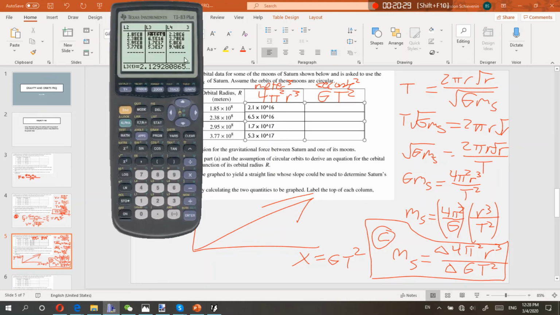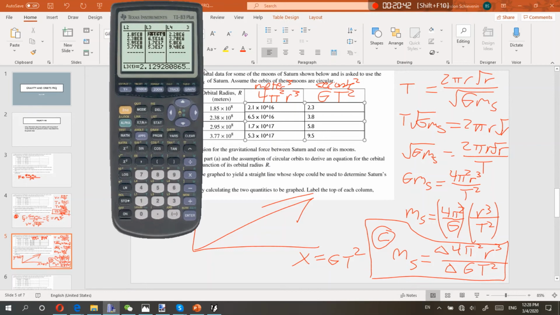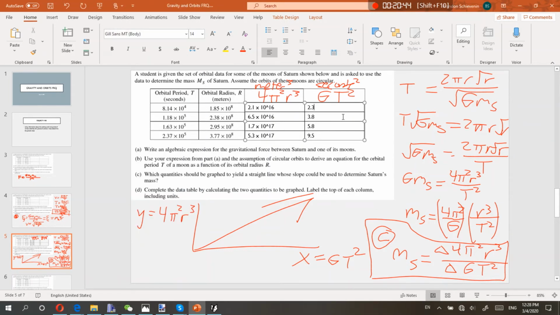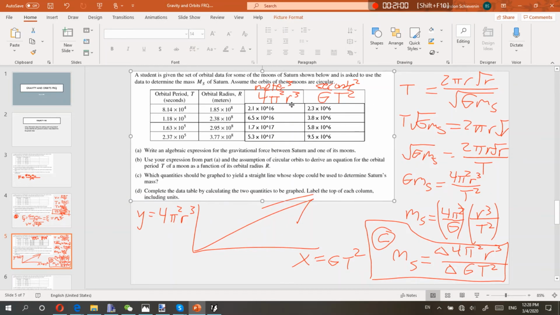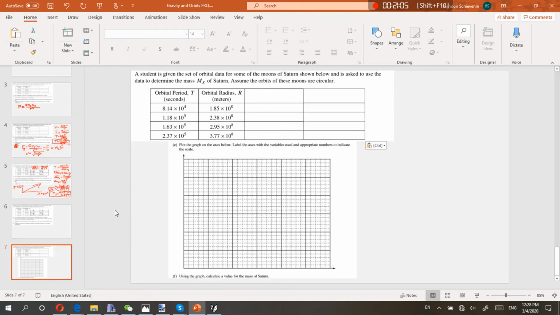Okay, then 2.3, 3.8, 5.8, 9.5. And 10 to the 6th power for all of them. Okay, I think that'll work. I'm going to copy that over to our next couple slides just so we've got it.